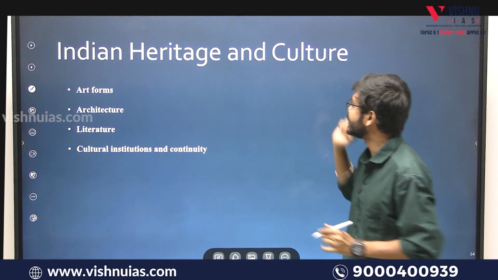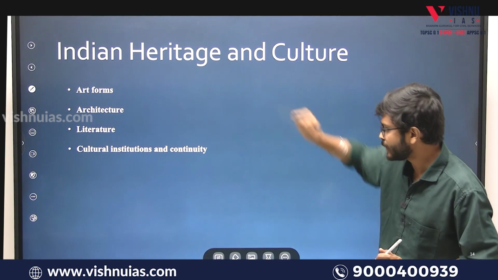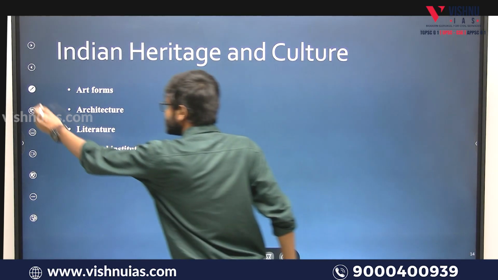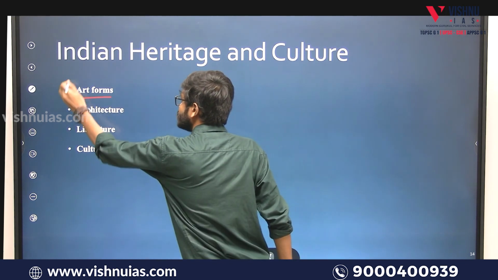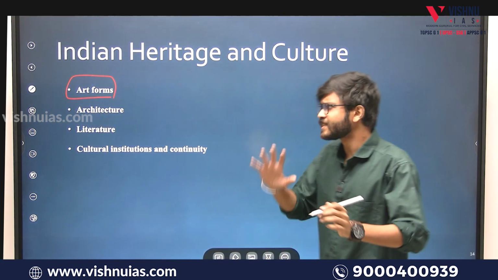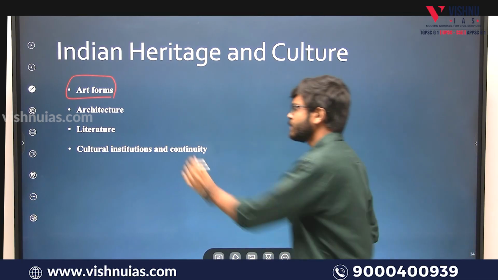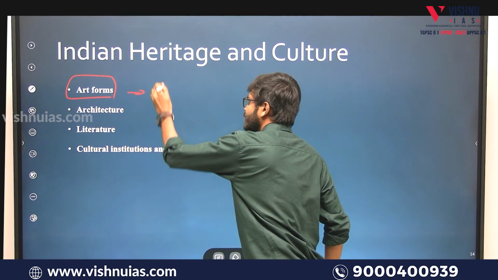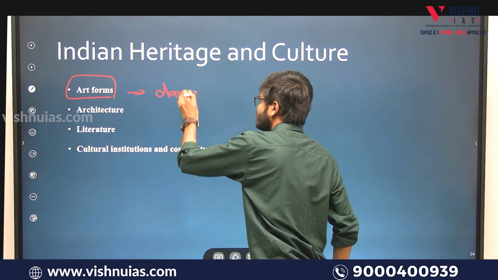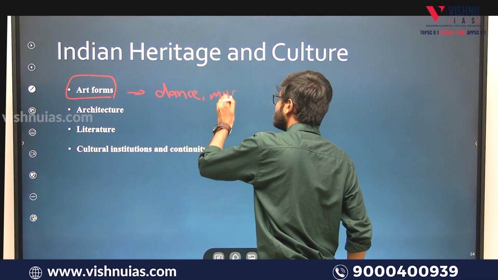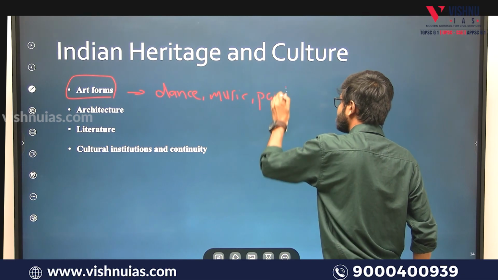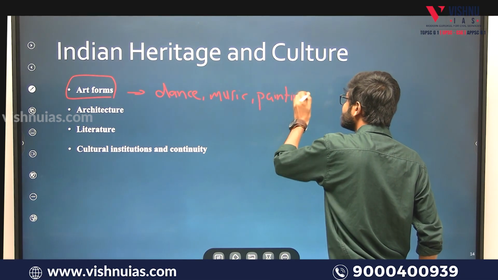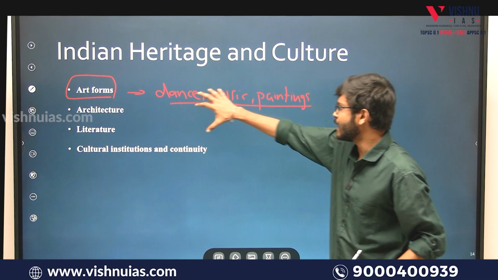Moving on to the first area, Indian heritage and culture. Here you can see which things are coming in this. First one is art forms. What all things are required in this? For example, we have different types of art forms. Dance is an art form, music is an art form, painting is also an art form. These are the basic things regarding this.